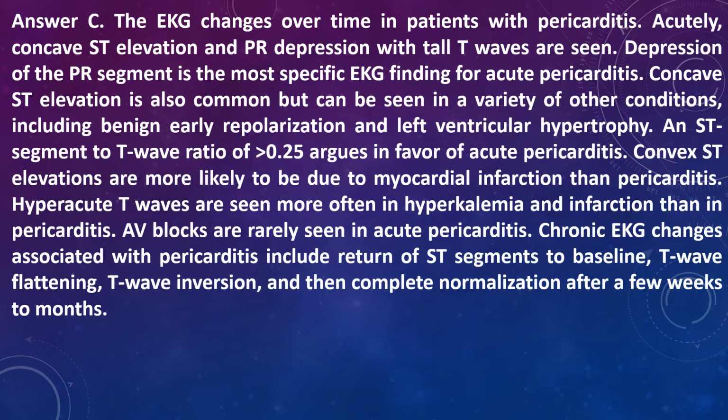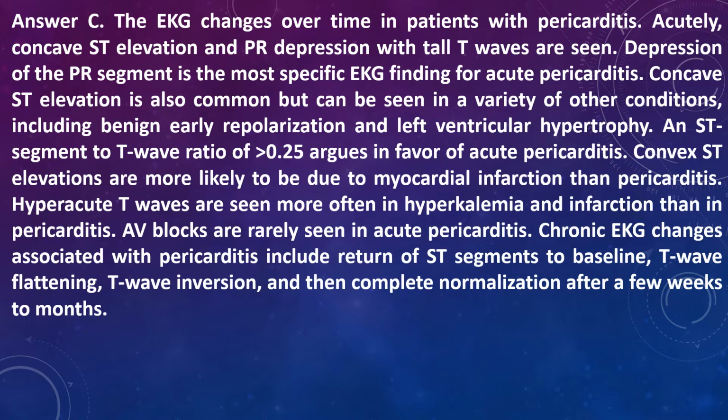Answer C. The EKG changes over time in patients with pericarditis. Acutely, concave ST elevation and PR depression with tall T waves are seen. Depression of the PR segment is the most specific EKG finding for acute pericarditis. Concave ST elevation is also common, but can be seen in a variety of other conditions, including benign early repolarization and left ventricular hypertrophy. An ST segment to T wave ratio of 0.25 argues in favor of acute pericarditis.